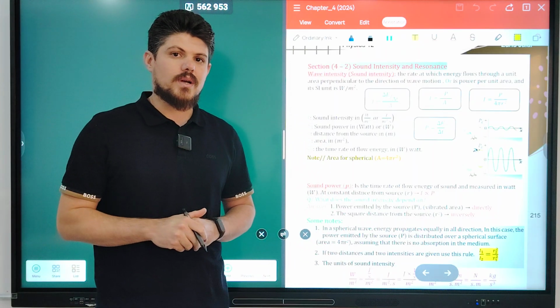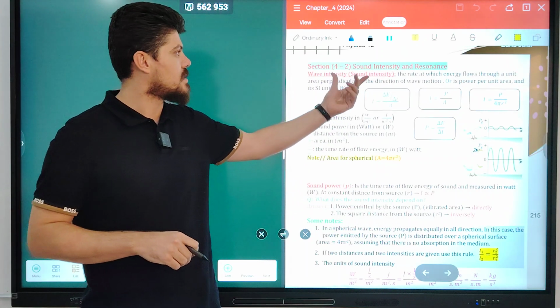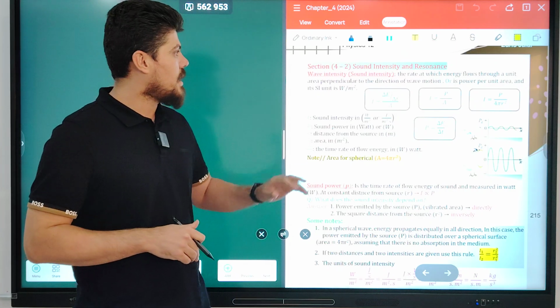Today's lesson we are going to talk about sound intensity and resonance. In this section we have two topics, sound intensity and resonance, in section 2, chapter 4.